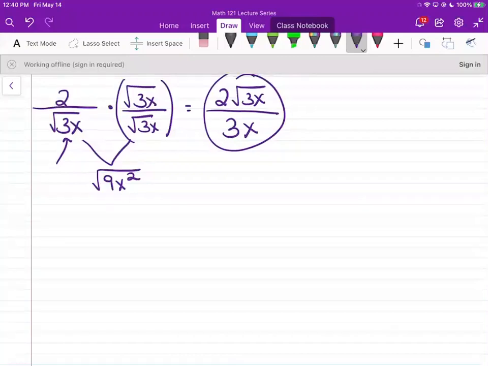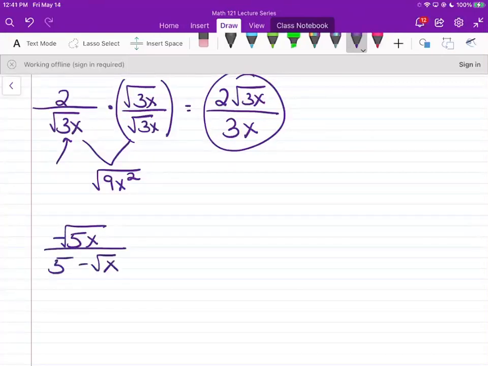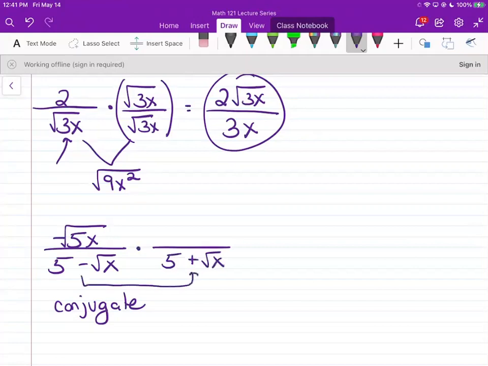There are times when you have something like negative square root of 5x over 5 minus the square root of x. Notice here there's more than one term in the denominator. So instead of multiplying just by the radical, we're going to multiply by what's called the conjugate. And the conjugate is simply, we change the sign here. So instead of minus square root of x, this is going to become plus the square root of x. And we multiply both top and bottom by that same value because, again, this equals 1.